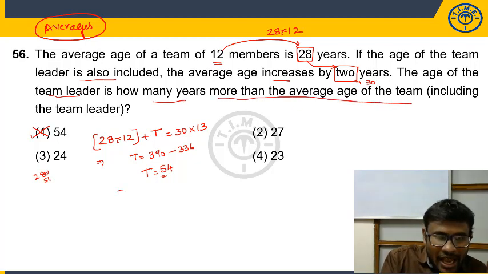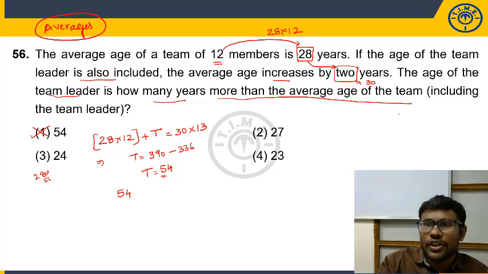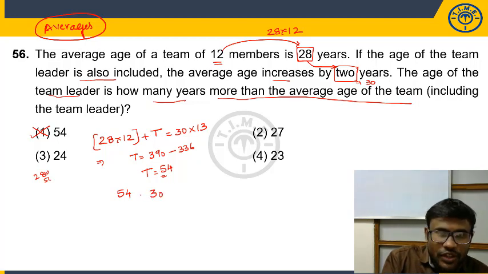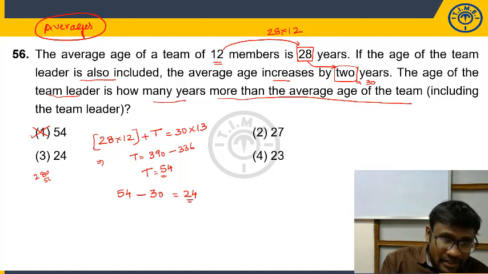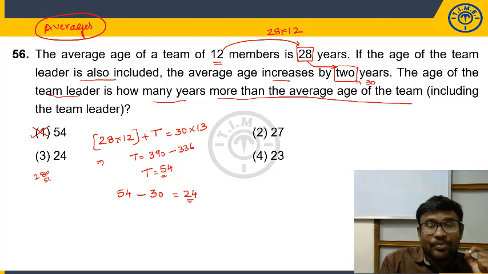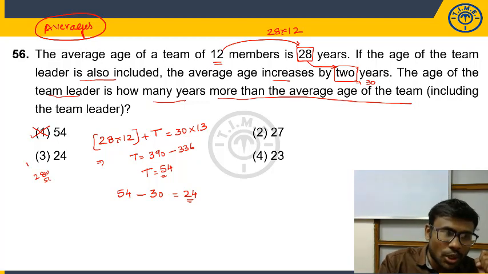Okay, so the age of the team leader is 54, and what is the average of the team after adding the team leader? 30, no? So it is 54 minus 30. 54 minus 30 is 24. So the difference between the team leader's age and the average including the team leader is 30. So 54 minus 30, your answer is 24.